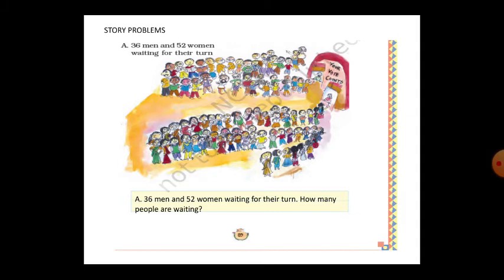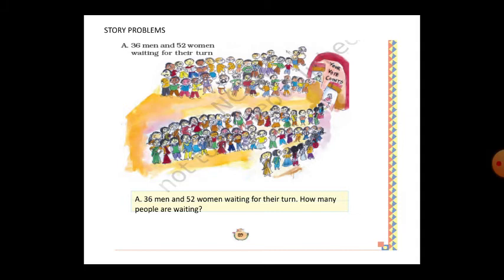So here, what you have to do is, the answer is given, and you have to frame the question. So how to frame a question? Let me see. 36 men and 52 women waiting for their turn. How many people are waiting? Totally, you have to find how many people are waiting, which means the total. So here, don't do any calculation. You only have to frame the question here.